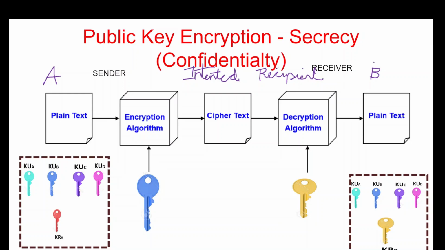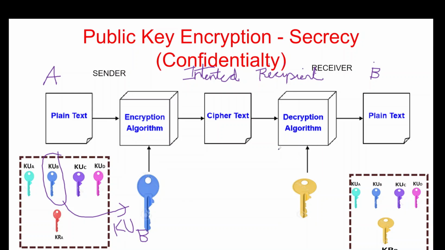Now let us start with the same example here. Here A and B are sender and receiver. Here, instead of using the private key of A, that is the sender, the sender is aware of the public key of the receiver B. So the public key of receiver B is used to encrypt the message. The message is encrypted and reaches the receiver.